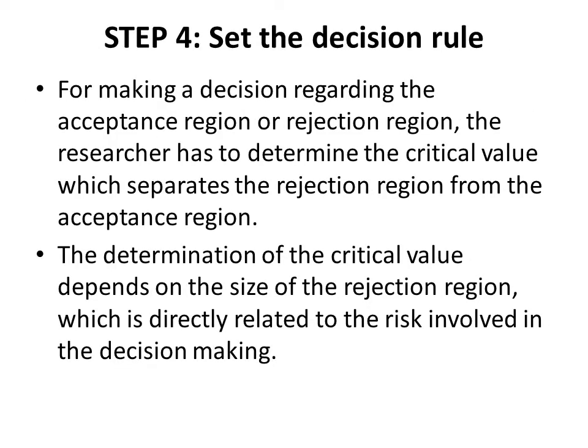Step number 4, decide the decision rule. For making a decision regarding the acceptance region or rejection region, the researcher has to determine the critical value which separates the rejection region from the acceptance region. The determination of the critical value depends on the size of the rejection region, which is directly related to the risk involved in the decision making.